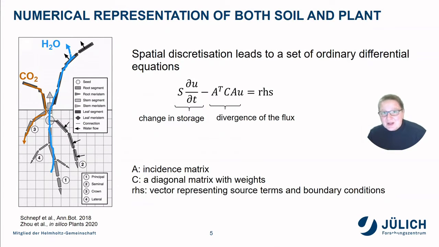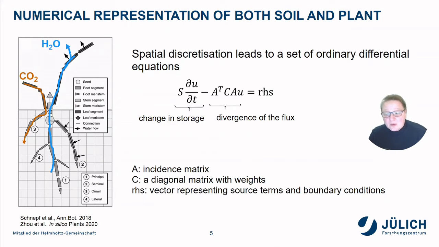Spatial discretization enables us to solve the partial differential equations numerically. The divergence of the flux is now represented in terms of these two matrices A and C that I will elaborate on in the following slides. The right-hand side term now represents the source terms and the boundary conditions.